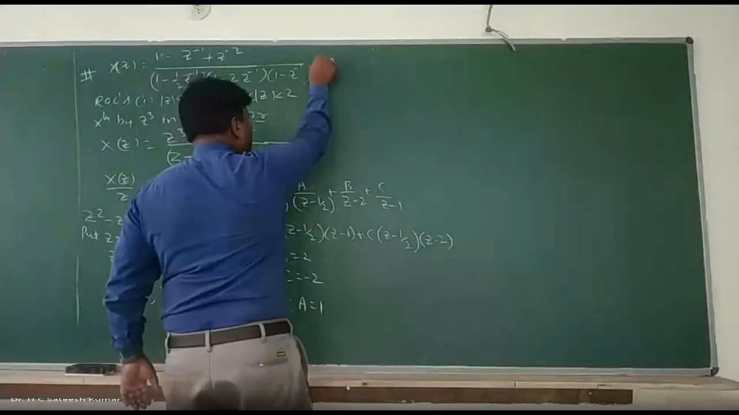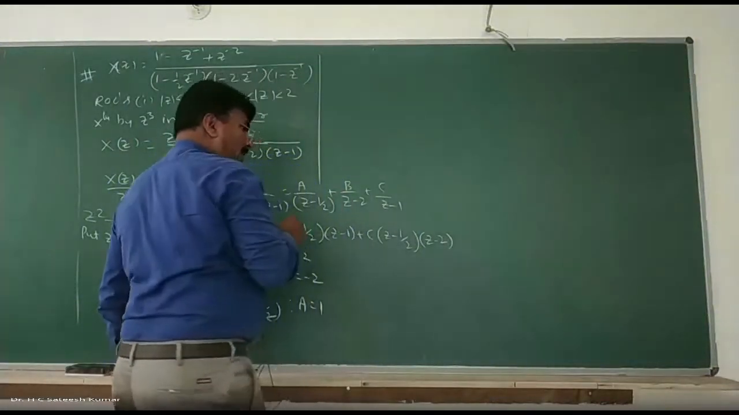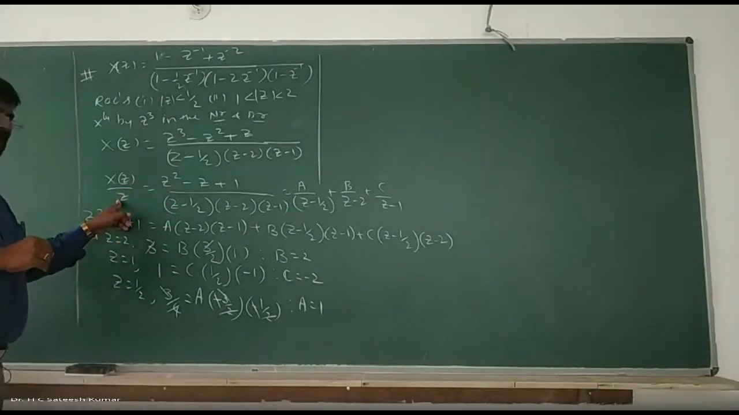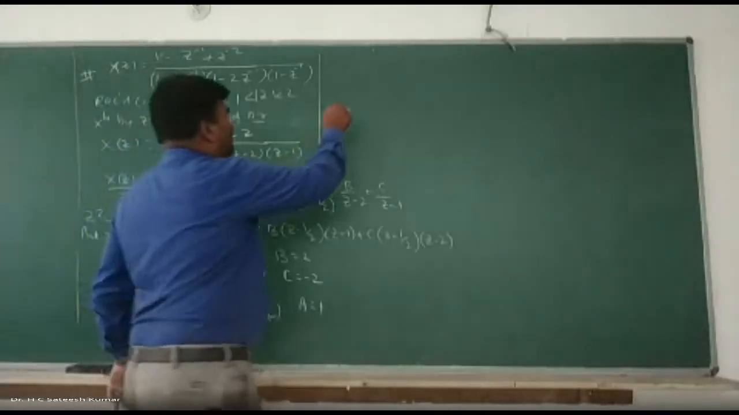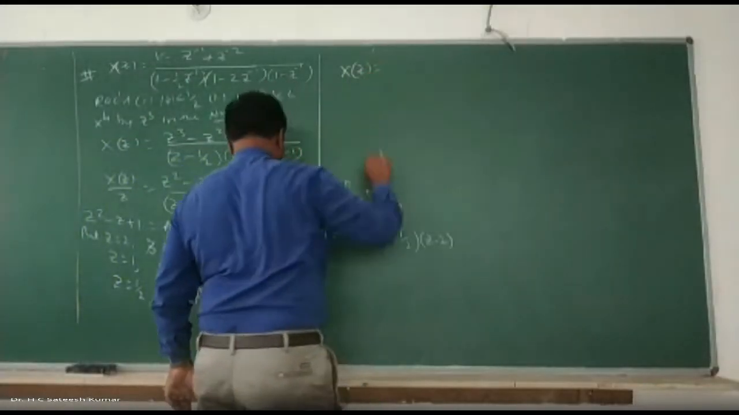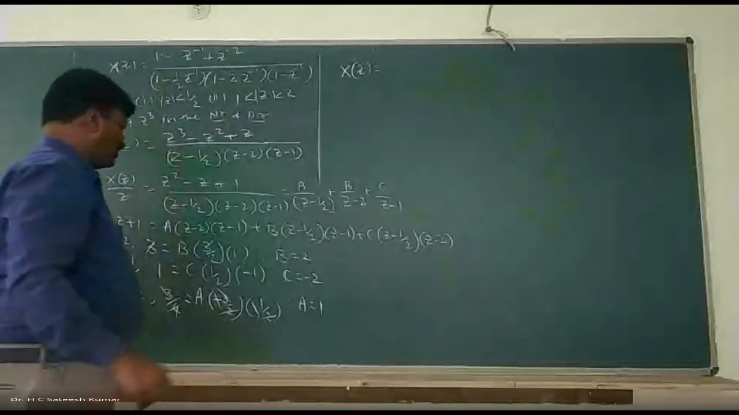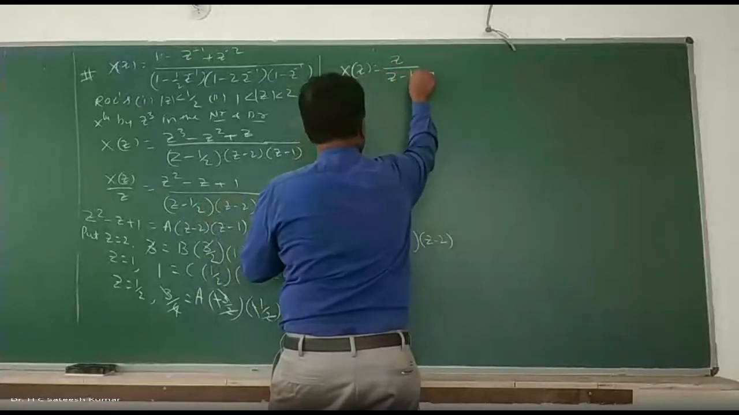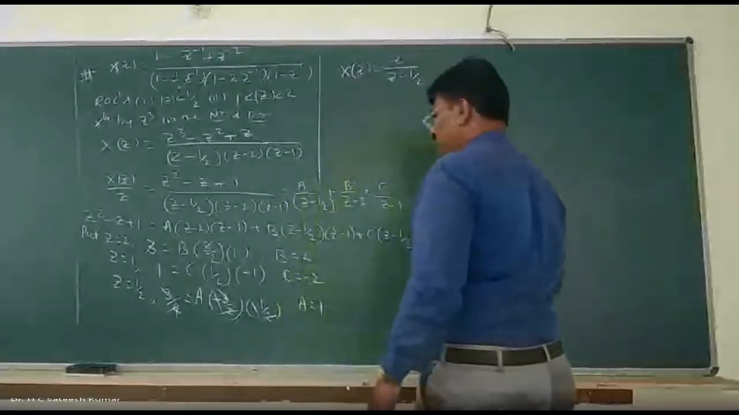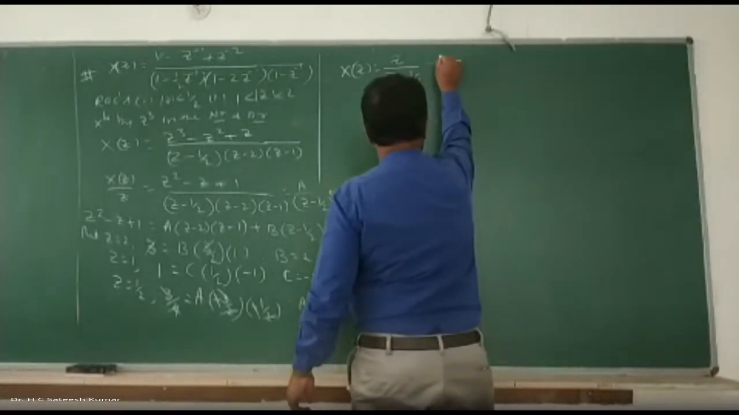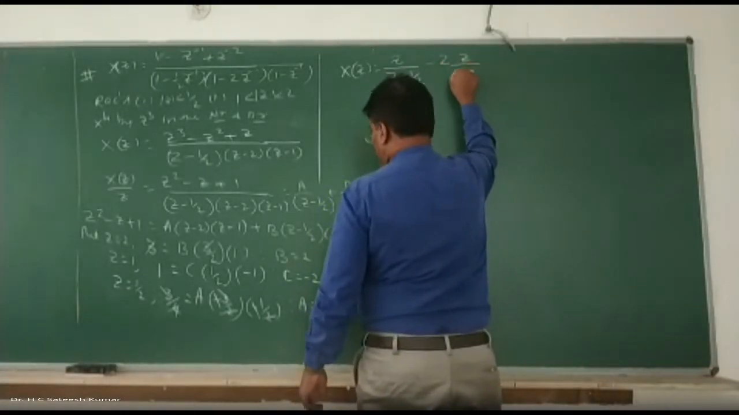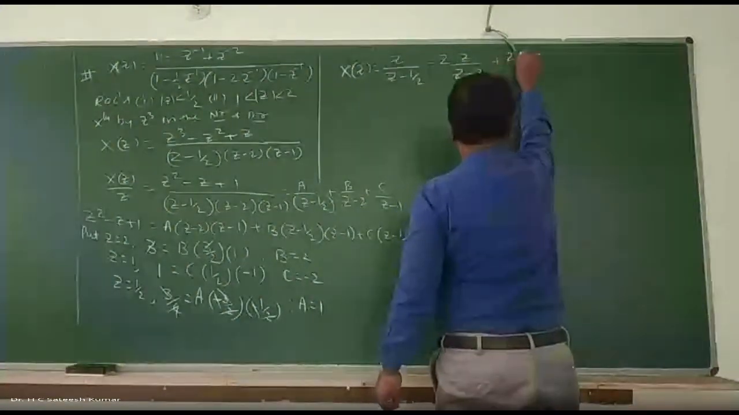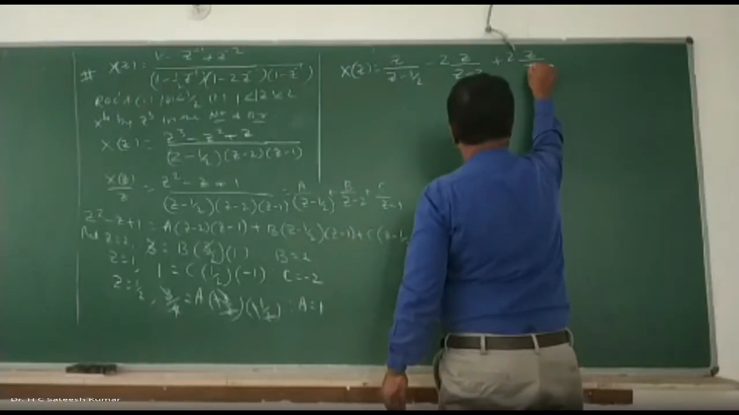Then, what is that we have? Substitute the values of a and cross multiply this z in the denominator. Therefore, X of z is equal to a value. A value is 1. 1 into cross multiply this z. Therefore, what will you get? z divided by z minus half. And b value is what? b value is 2, minus 2 into z divided by z minus 2. And c value is what? Minus 2, so plus 2 into z divided by z minus 1.